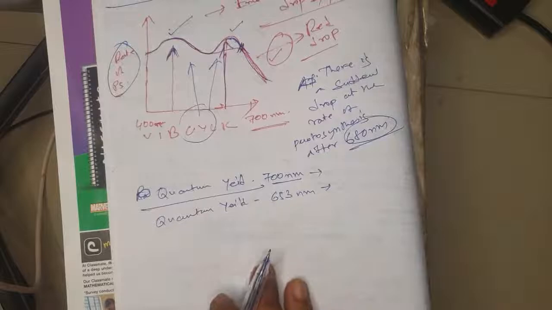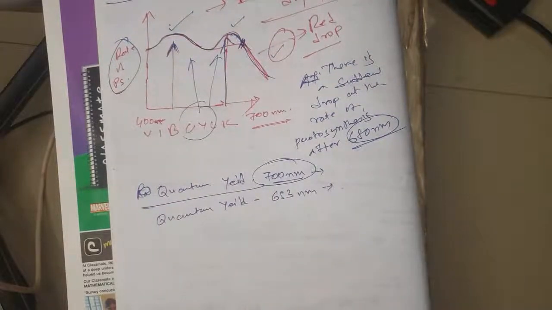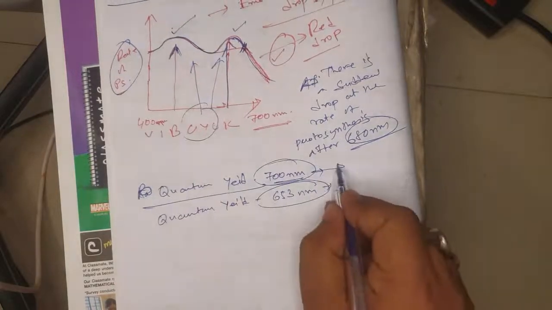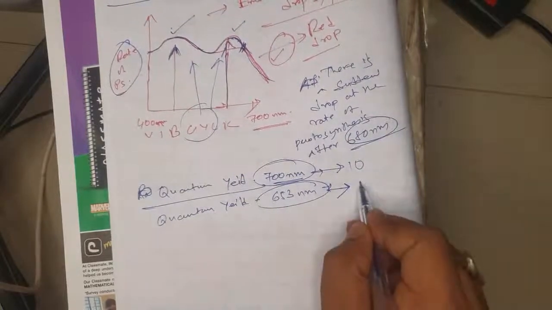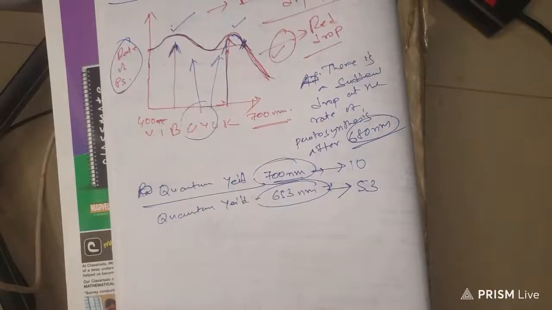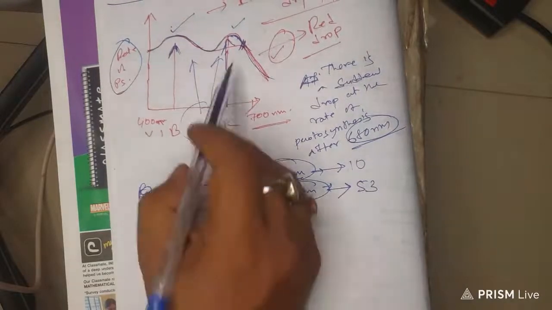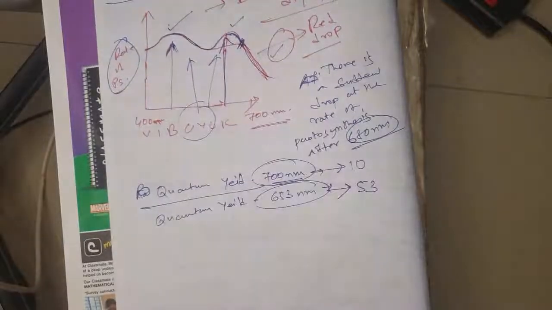So what he did is he tried to measure the quantum yield at 700 nanometer and the quantum yield at 653 nanometer. He found that the quantum yield at 700 nanometer is 10 and the quantum yield at 653 nanometer is 53. Then he understood that the drop is there because there is saturation.